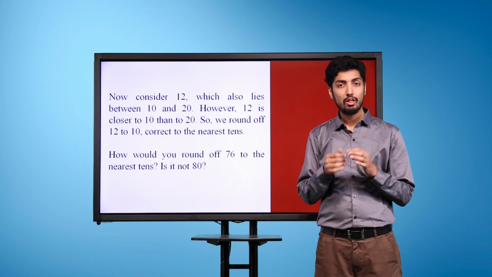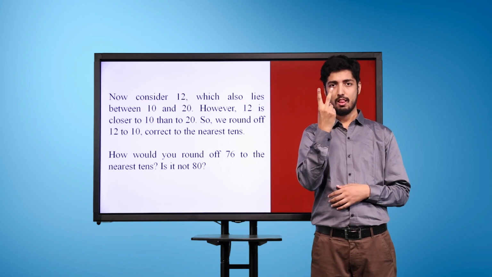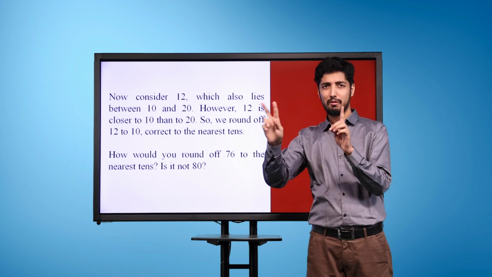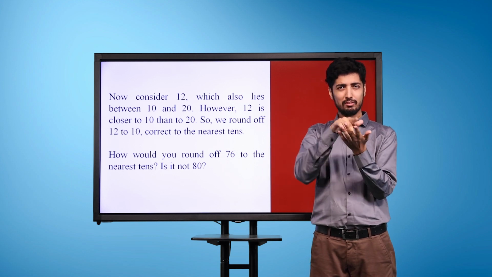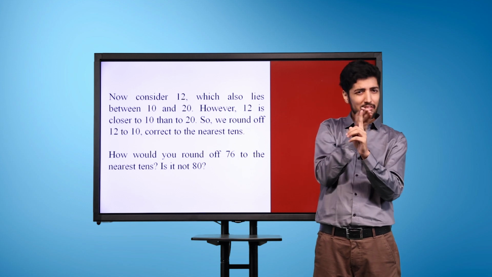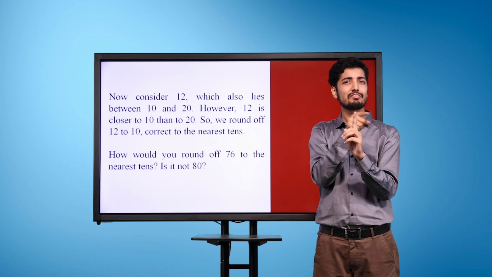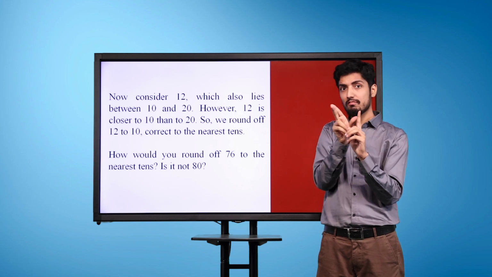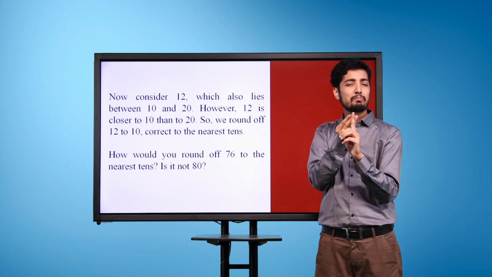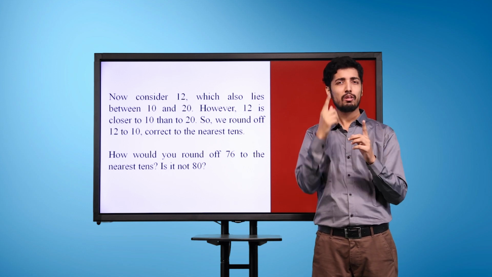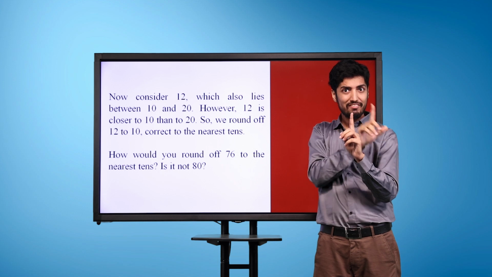Now, consider 12, which also lies between 10 and 20. However, 12 is closer to 10 than to 20. So, we round off 12 to 10, correct to the nearest tens.